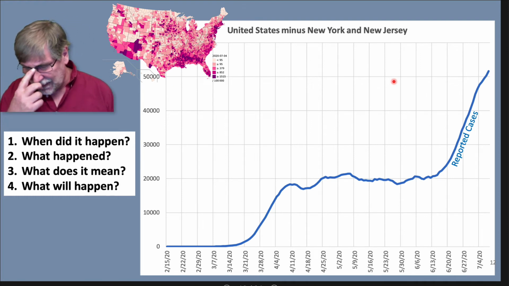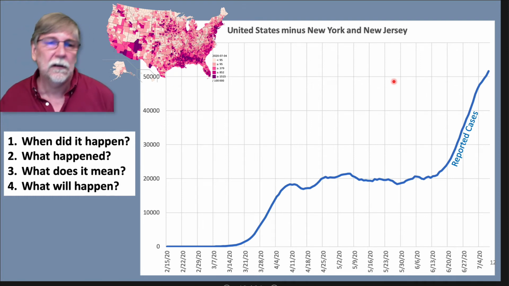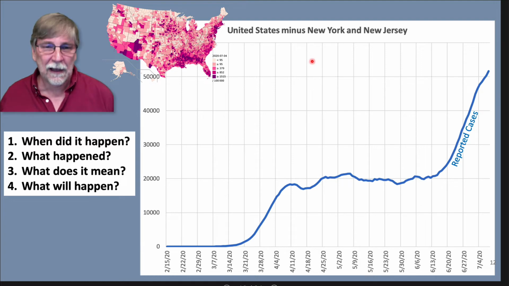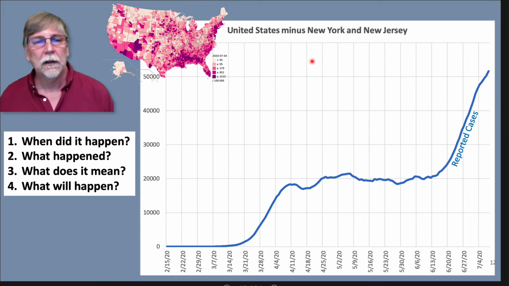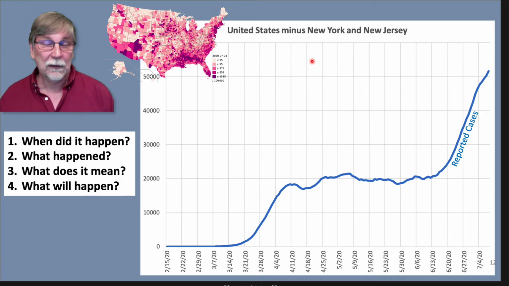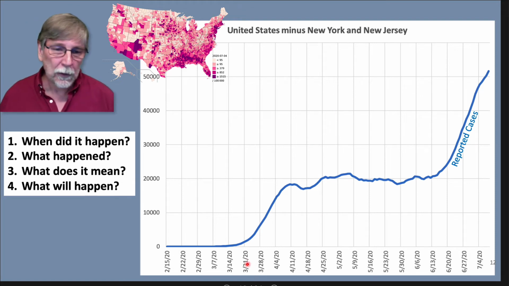Okay, let's look at the United States as a whole now, and I'd like to look at the United States not as the entire United States, but rather the United States minus New York and New Jersey. Because remember, I showed you before that New York got its act together quickly and the numbers came down. New Jersey did the same thing. So let's pull New York and New Jersey out of the United States as a whole and see what it looks like. Well, if you do that, then the number of confirmed cases in the United States looks like this.